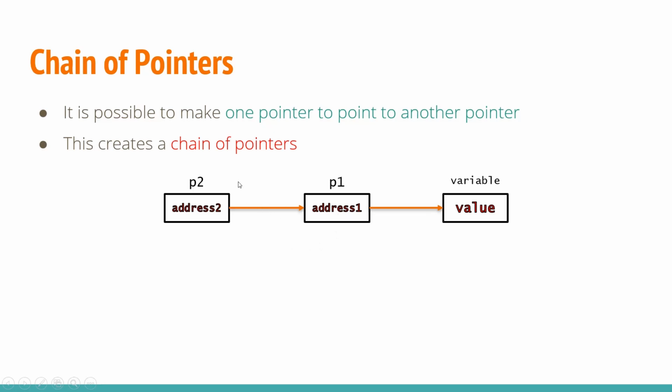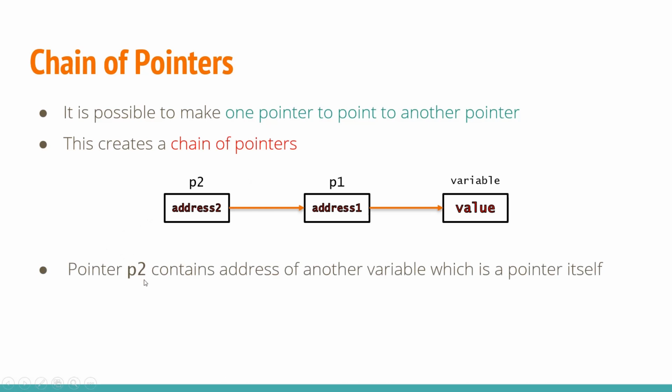So here P2 is referred to as chain of pointers because P2 is pointing to another pointer and P1 points to the actual value which is stored in the variable. So like this I can create n number of chain of pointers. I can create double pointers, triple pointers, and so on and so forth. This is shown here. Pointer P2 contains the address of another variable which is a pointer itself. Declaration of such variable is shown below.